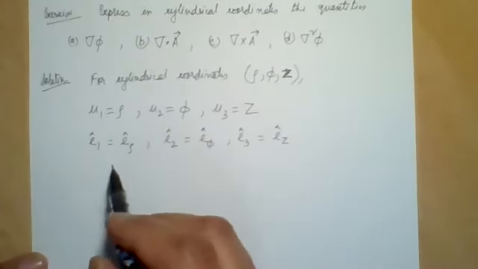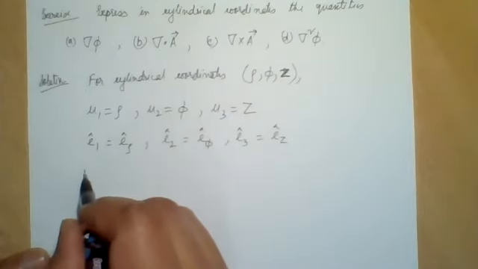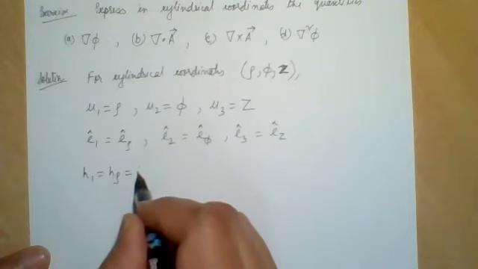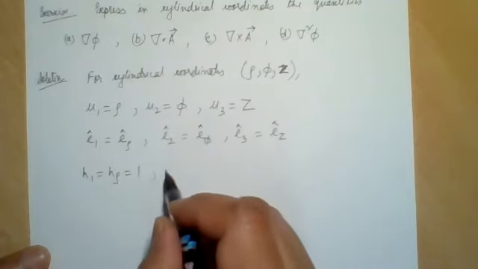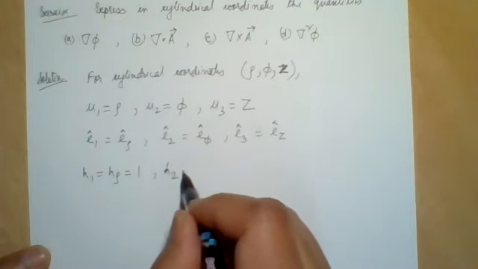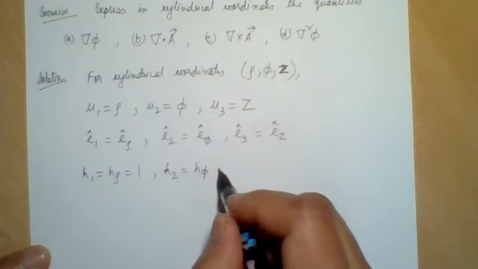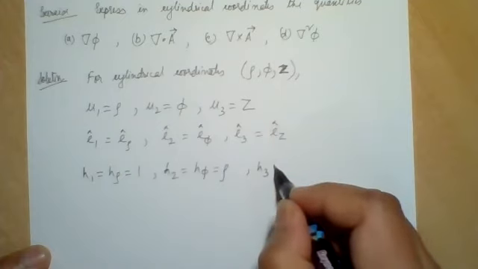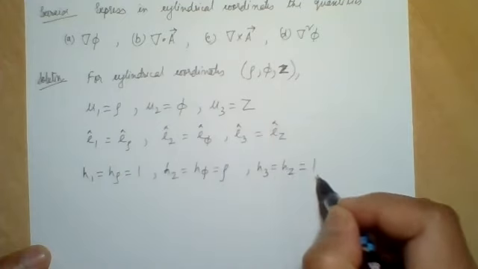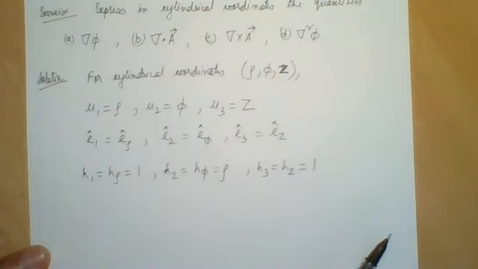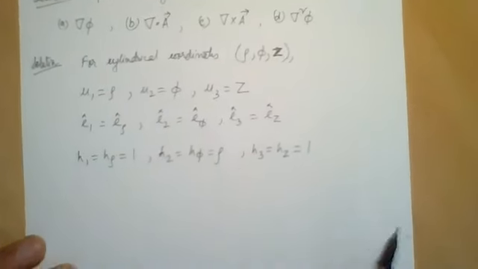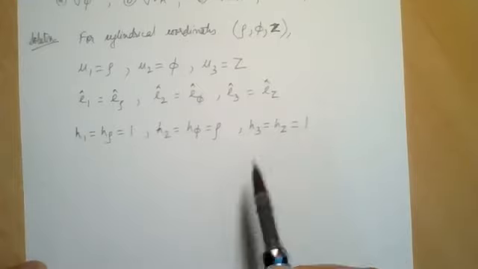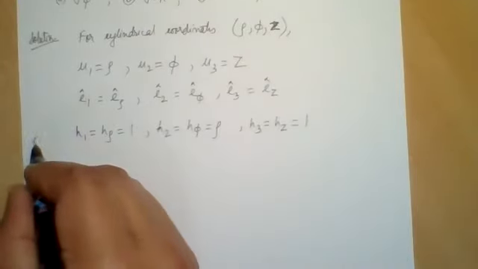Similarly, what are the scale factors? The scale factor corresponding to the first coordinate, h1, is h rho, and h rho is equal to 1. Similarly, h2 is h phi, and h phi is equal to rho, and h3 is equal to hz, and this is equal to 1. So h1 is 1, h2 is rho, h3 is also 1.